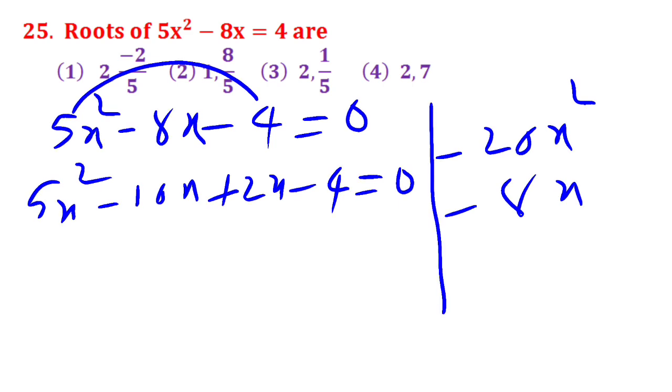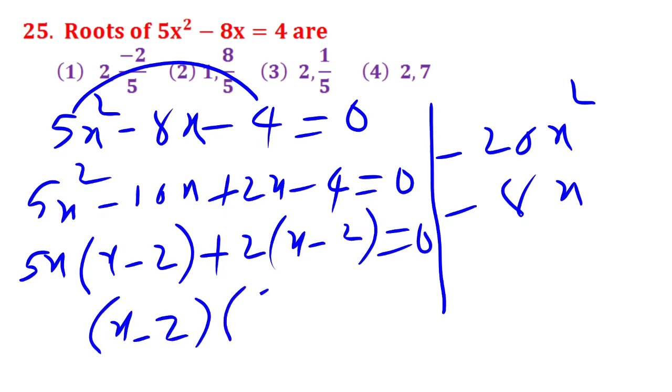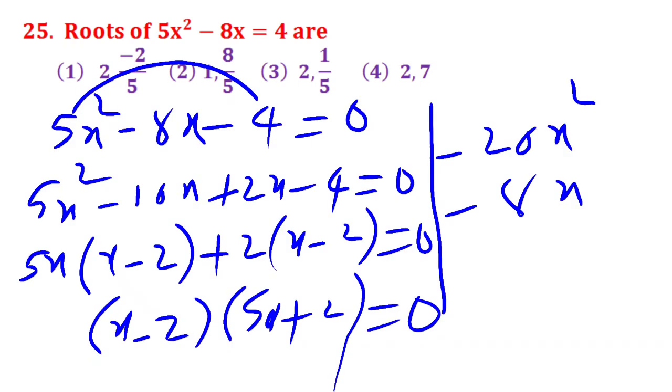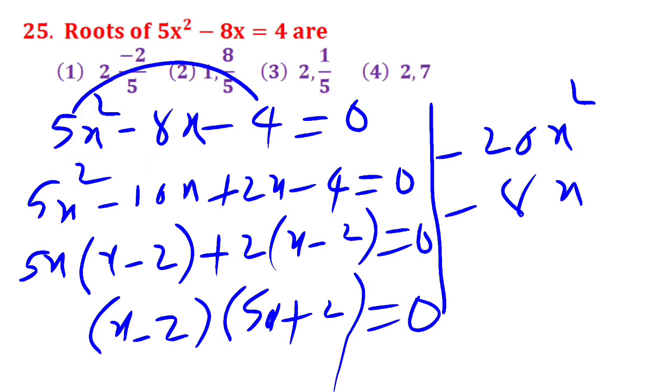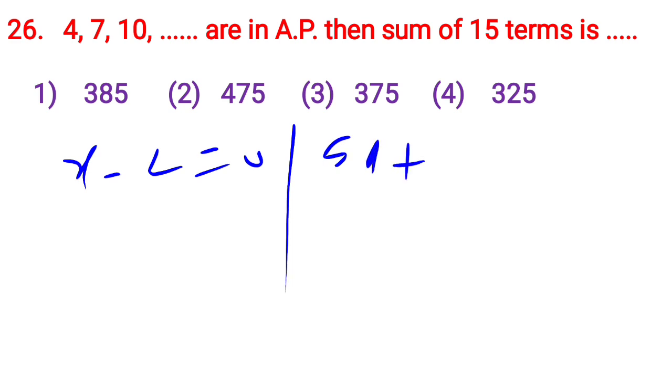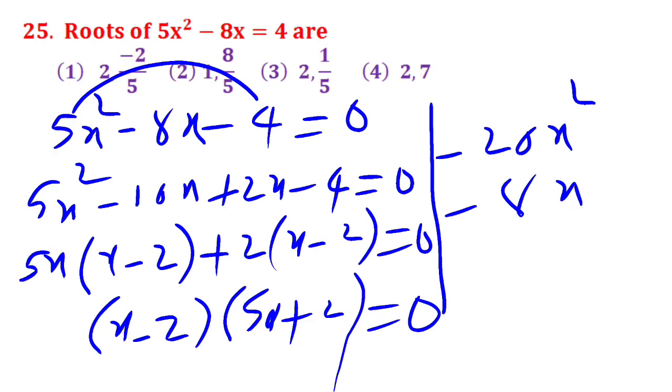So now from the first two terms we can take the 5x common, x minus 2. From the last two terms take the 2 common, x minus 2 equals 0. Now x minus 2 is common, then 5x plus 2 equals 0. Now x minus 2 equals 0. Next to 5x plus 2 equals 0. Then x equals 2 and here x equals minus 2 by 5. So then 2 and minus 2 by 5, option 1 is correct.